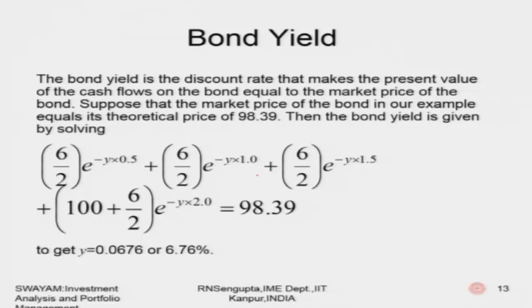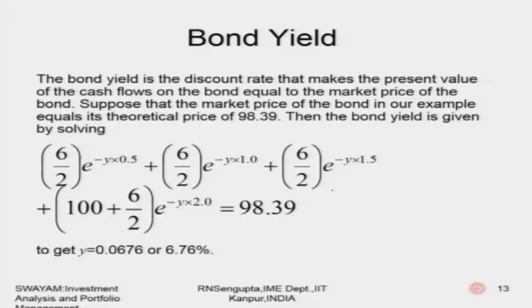Now, here the interest rates would not be considered, in the sense there would be a fixed interest rate, which is the bond yield, which will exactly balance the bond price, the theoretical value of the price which we found out was 98.39. And the interest rate payments are all the same. So, I would consider the bond yield as y. This y is unknown, remember, which you need to find out.